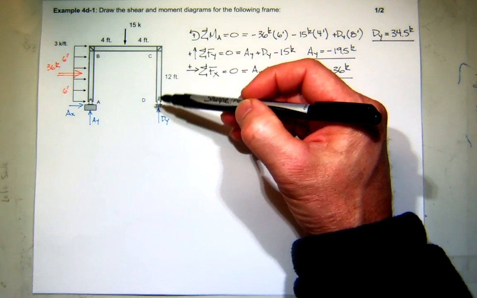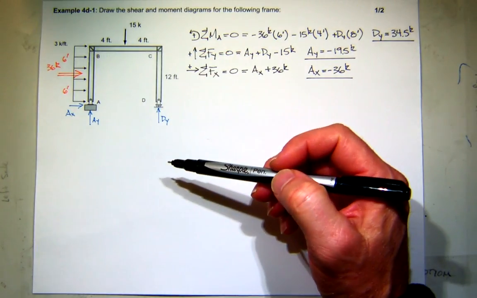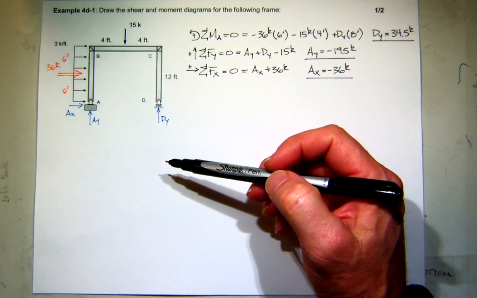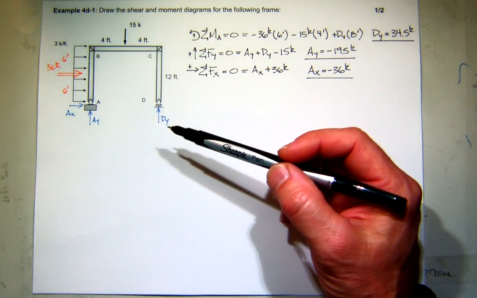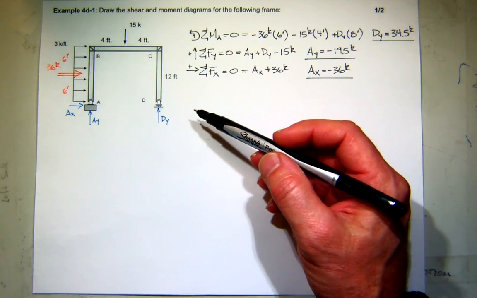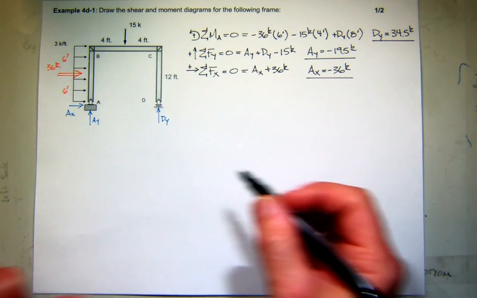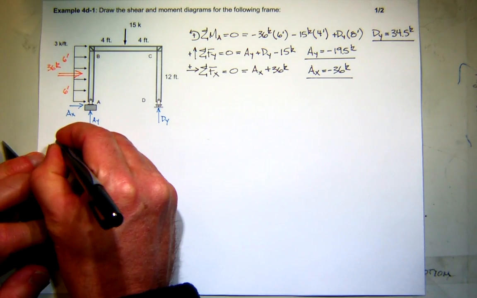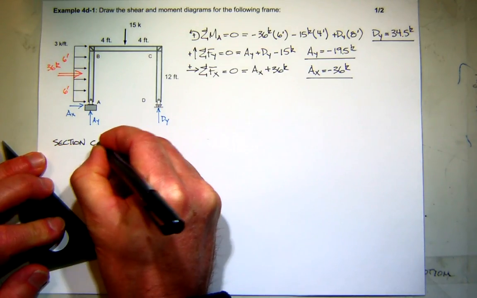Either CD or AB. Which one do you want to do first? It doesn't really matter. We're going to have to do both. You want to do the more challenging one first or the easier one first? Easy one first. So which one wins the easy one? AB or CD? CD. So let's do that. So let's look at section CD.